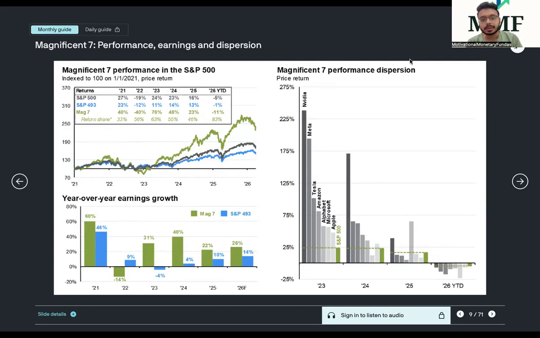Now, this is the Magnificent 7 performance dispersion. NVIDIA being the maximum in terms of the price performance, followed by Meta, Tesla, Amazon, Alphabet, Microsoft, Apple. The S&P 500 stands there below.